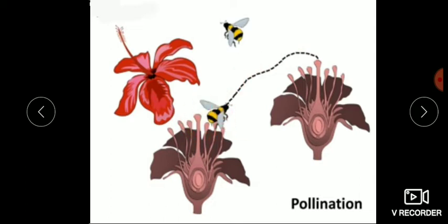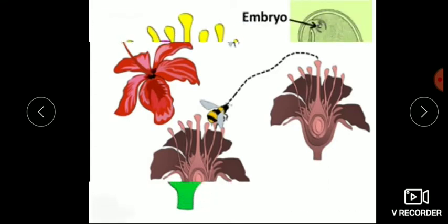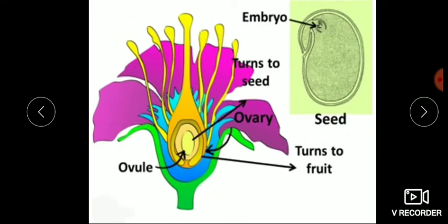The transfer of pollen grains from anther to the stigma. Okay, anther to the stigma. It's called pollination. And after pollination, the ovary swells up and turns into the fruit wall.